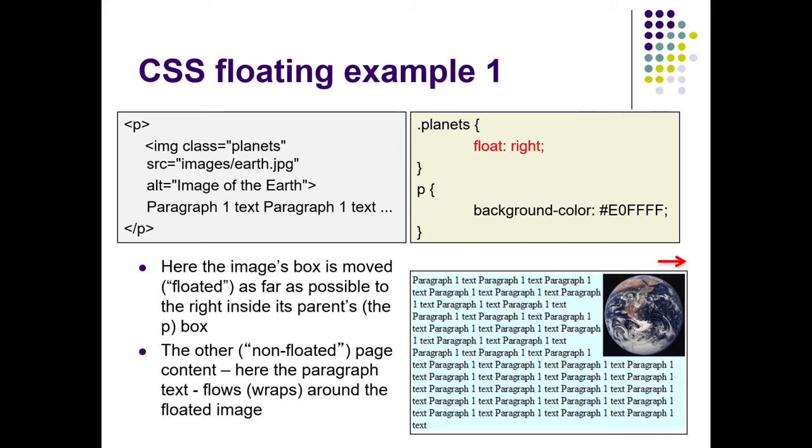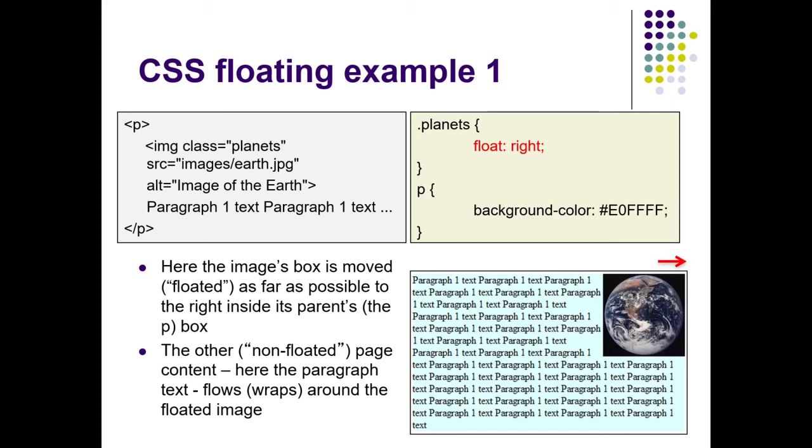Okay, why, Gary, have you done that? Well, because basically we've made the paragraph what's known as the parent, and the image the child, and the text inside the paragraph the child of the paragraph as well. So we can change the alignment of the image relative to its parent on the page.